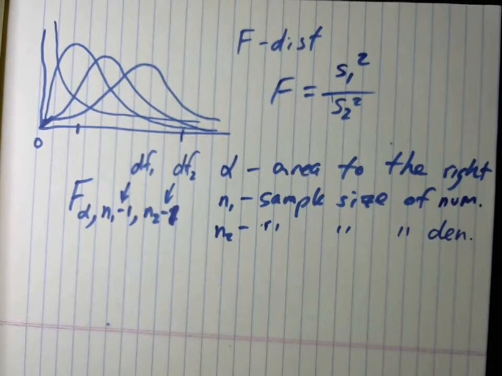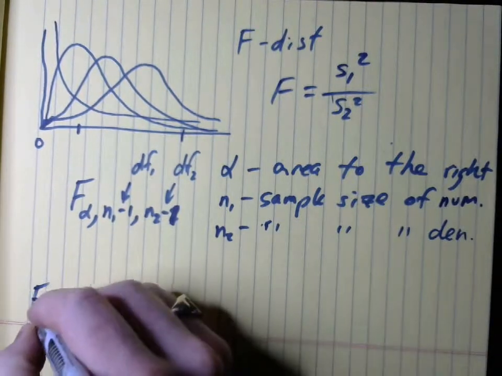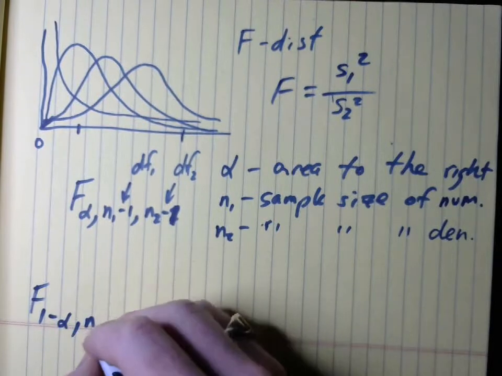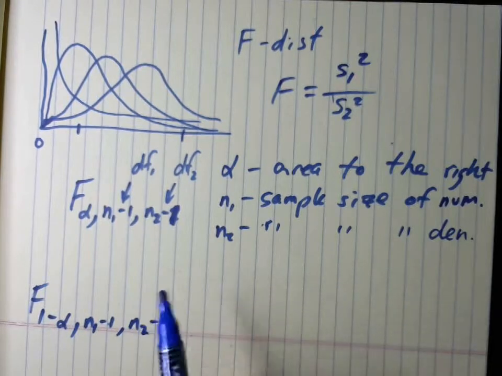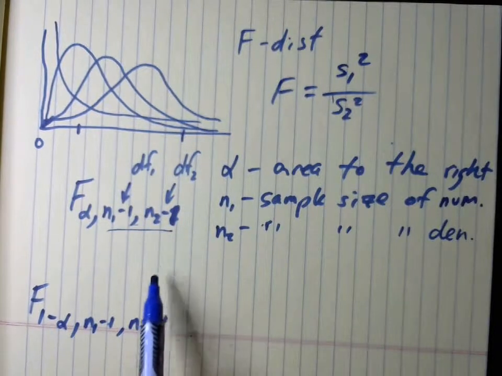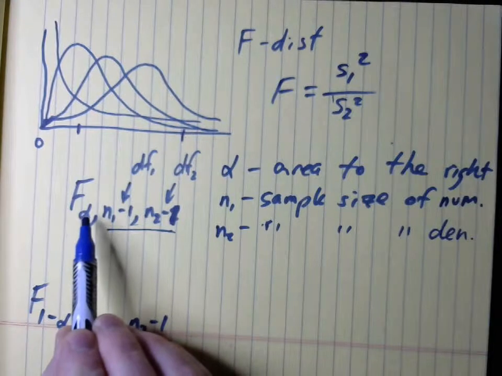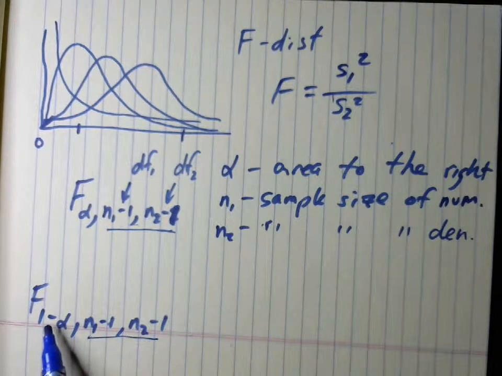And there's another very interesting equation that comes from the F distribution that we never really used anything like before. If we wanted to figure out F sub 1 minus alpha, N1 minus 1, and N2 minus 1, this is coming from the same distribution, because these two values tell you what distribution you're dealing with, and then this tells you where you're looking on that distribution. These are coming from the same distribution, just different values.